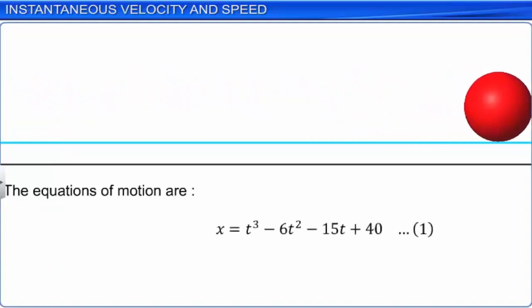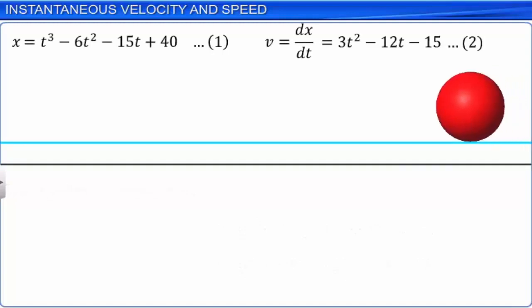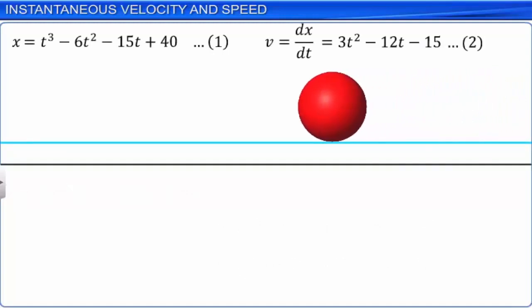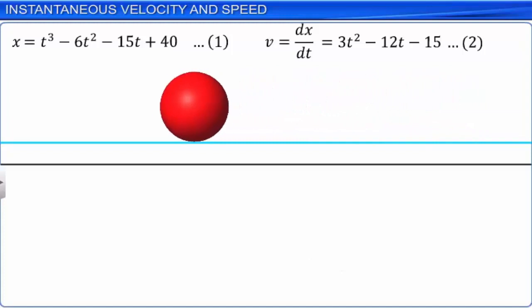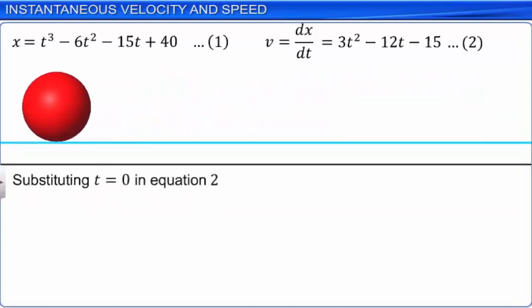v equals dx by dt equals 3t square minus 12t minus 15. Label these equations 1 and 2. At t equal to 0 seconds, we need to find the value of v. Substituting t equal to 0 in equation 2, v equals minus 15 meters per second. The particle here is moving towards the left.